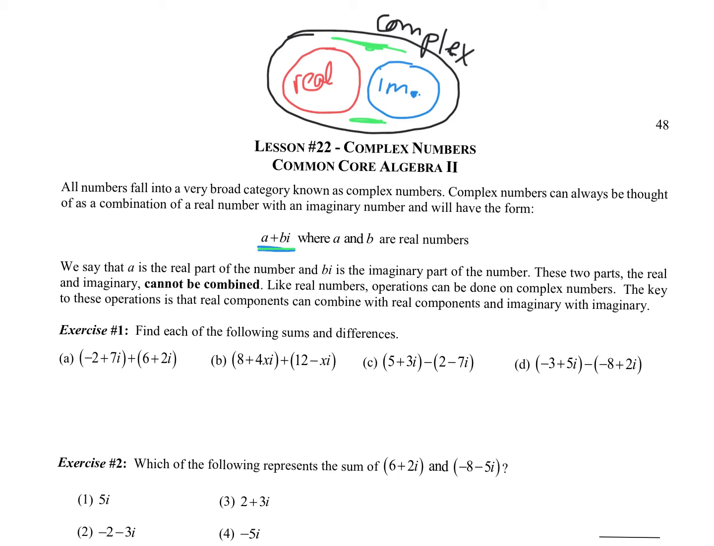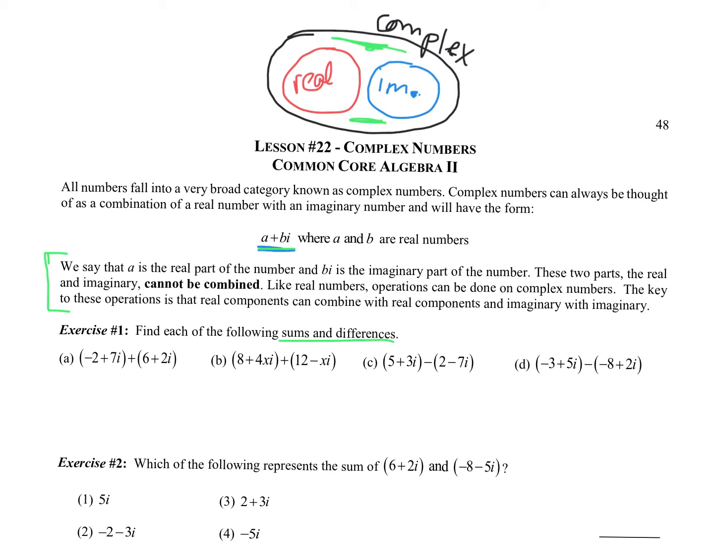So this is basically what I just described here in this paragraph. We can't combine the real and imaginary part like 5 and 2i. One, they don't look like terms, and secondly, they're kind of in these different number systems. So our first problems are just finding sums and differences.